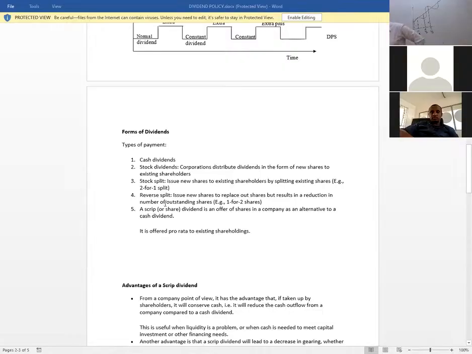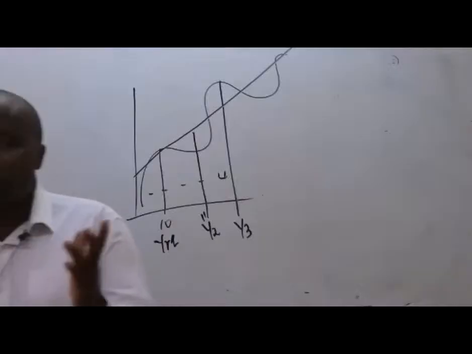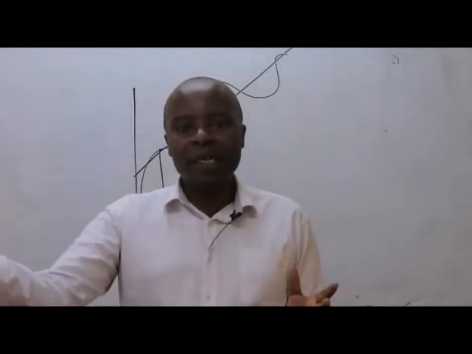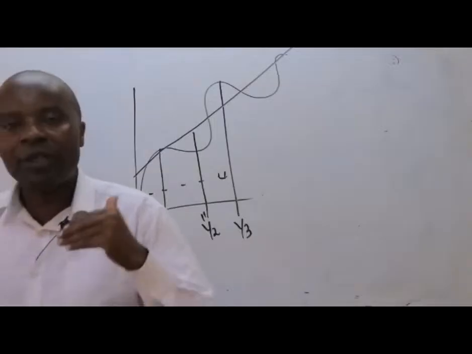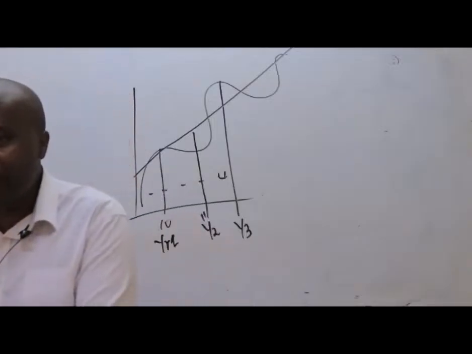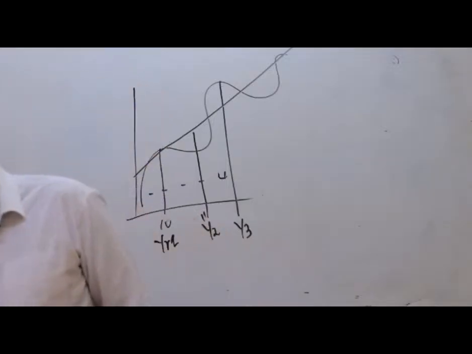You need to know that a scrip or share dividend is an offer of shares, just like stock dividends. So if somebody asks you what is a scrip dividend, it's an offer of shares in a company as an alternative to cash dividend. Under scrip mode, ladies and gentlemen, we are giving you two options: either you take a cash dividend here, or you take shares. So we're giving you an alternative. Very important. But all in all, you're giving out shares, because you want people to take up shares since you may not be having the money.